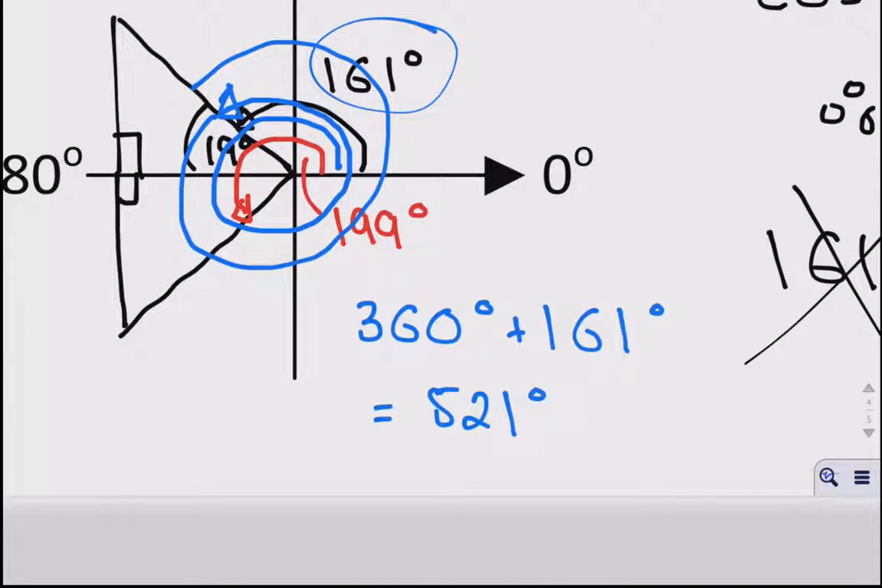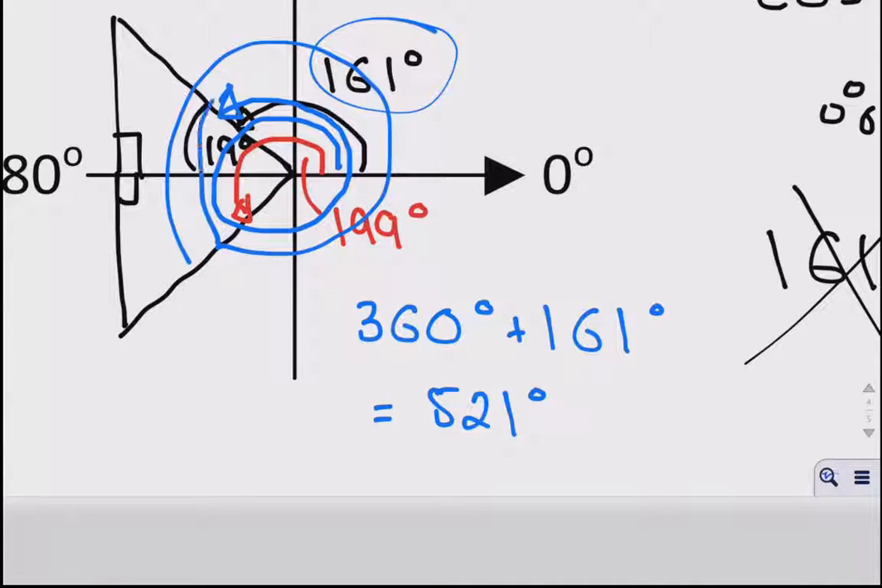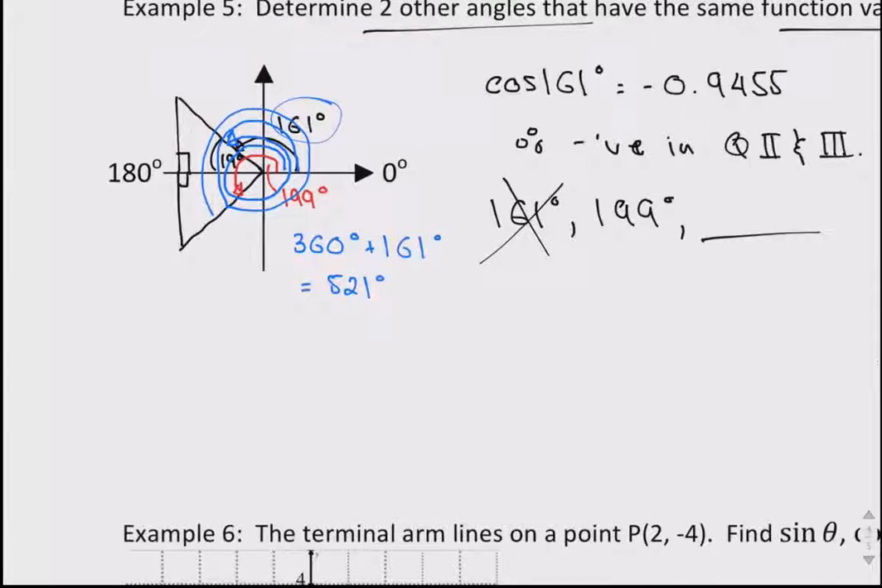And the same thing holds if I were to start from, say, the 199. I add 360 to that, it'll get me the same value. I just go around. Again, all angles are measured from the positive x-axis, so I should actually start from 0. That'll give me another value such that if I take the cosine of it, I'll get the exact same function value as cos of 161. This question, however, just asks for 2, and I will leave it at that.